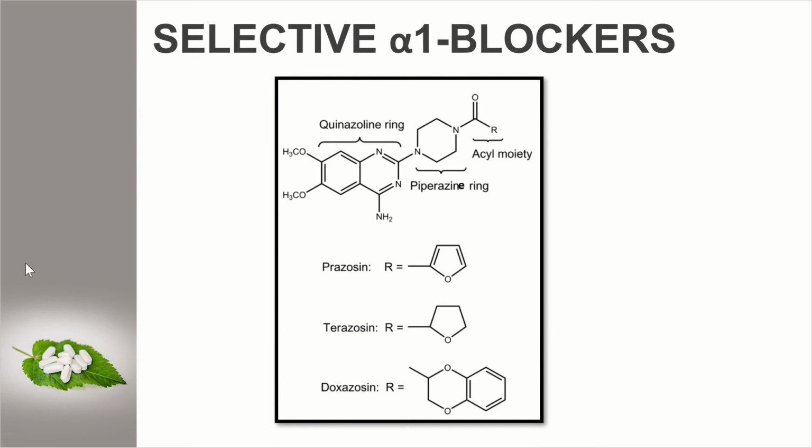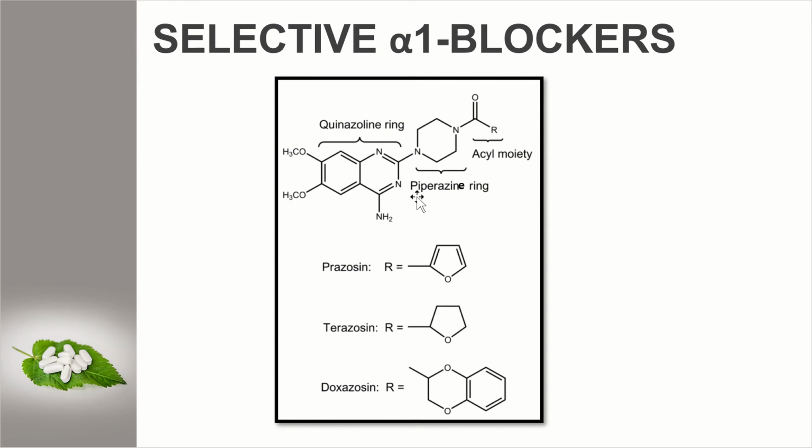All right, so let's have a look at some selective alpha 1 blockers. And we mentioned the azosins, so the terazosin, doxazosin and the prazosin. And so we have our structure here. This is the basic structure, which is a quinazoline ring seen here.